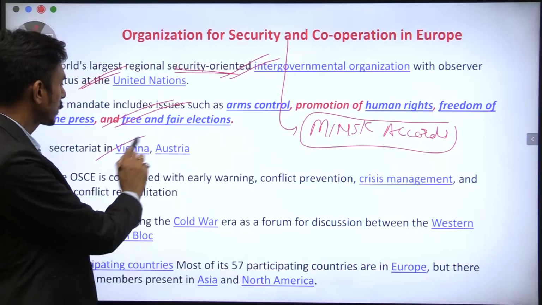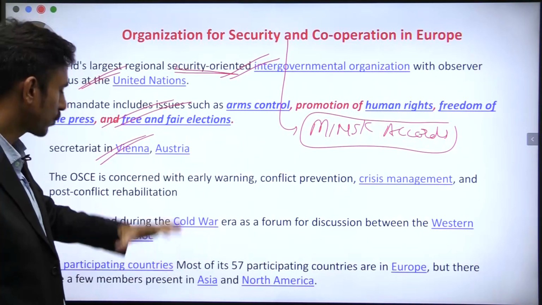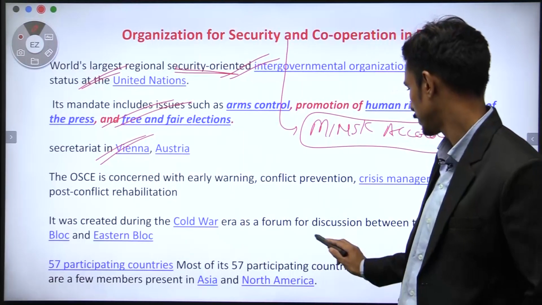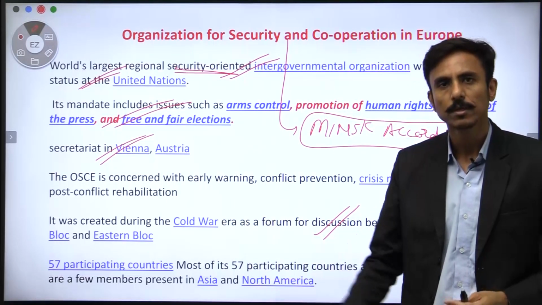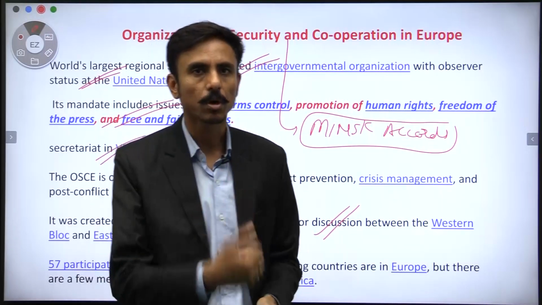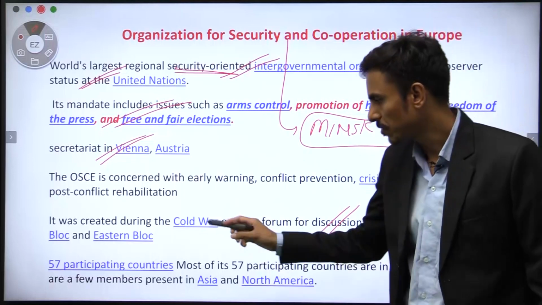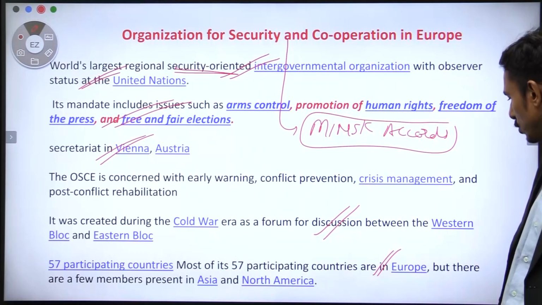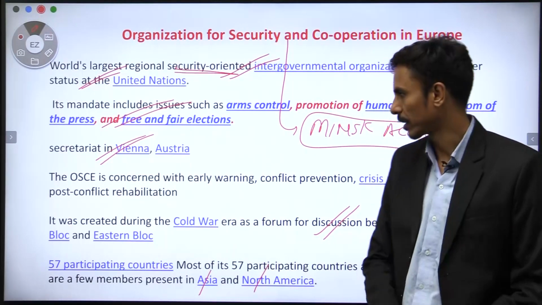It is headquartered at Vienna, Austria, and it was formed during the Cold War, acting as a forum of discussion between the Eastern Bloc, which was pro-Russian, and the Western Bloc, which was pro-West. There are 57 participating countries, mostly in Europe, but there are a few members present in Asia as well as North America.